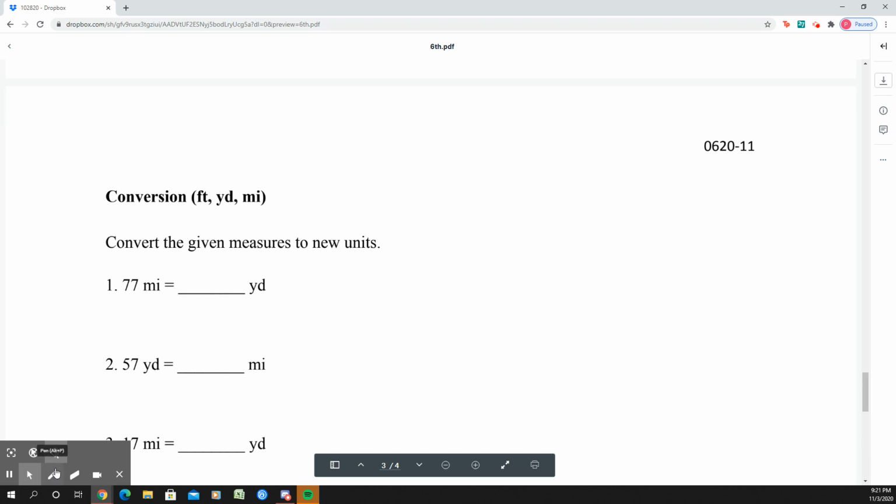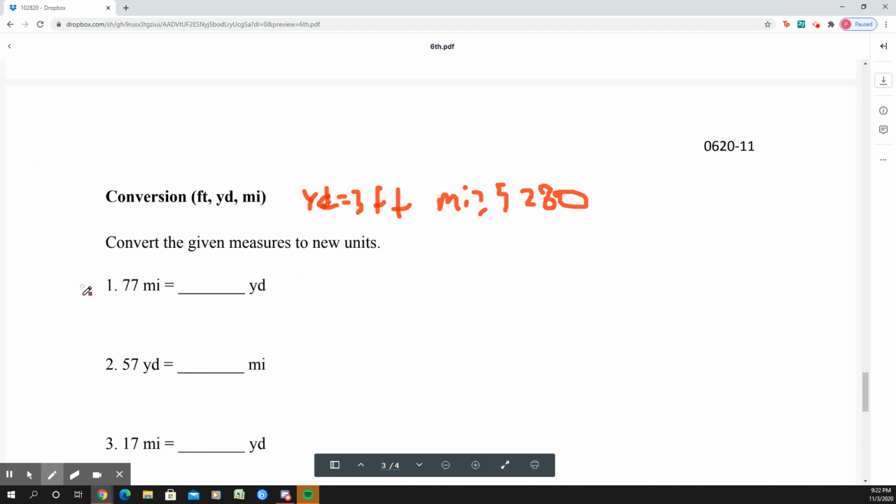Okay, conversion. When you're doing conversion, you first have to find basically the greatest common factor, which in this case would be feet. So 1 foot is equal to 1 foot. 1 yard is equal to 3 feet, and 1 mile is equal to 5,280 feet. Okay, so the first thing you want to do in every conversion case is to convert everything into the greatest common factor, which in this case is feet.